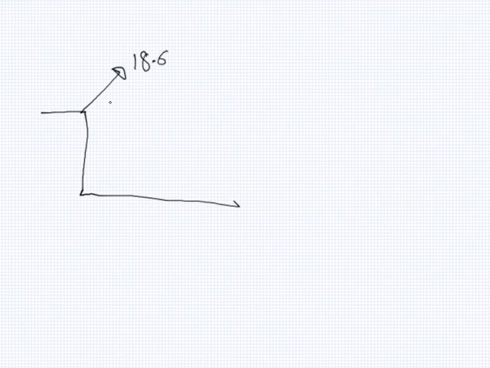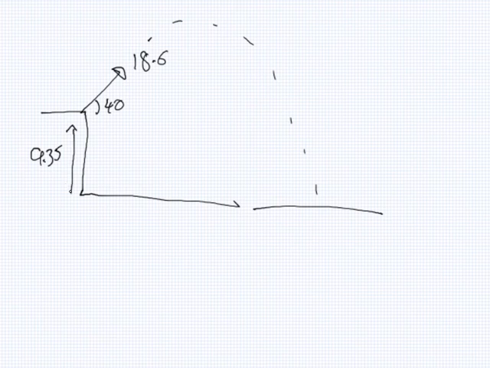No. The velocity is 18.6 at an angle of 40. The distance is 9.35 from the cliff to the ground. Like this? Yes. And the mass? The mass is 0.45 kilograms. And then determine the kinetic energy of the ball as it hits the ground.